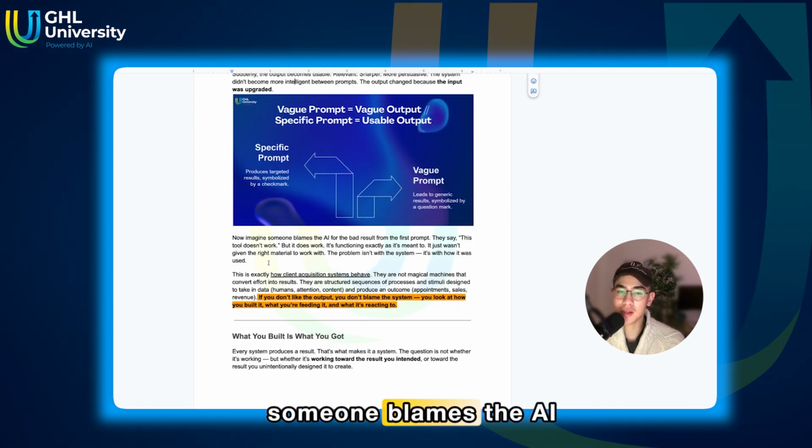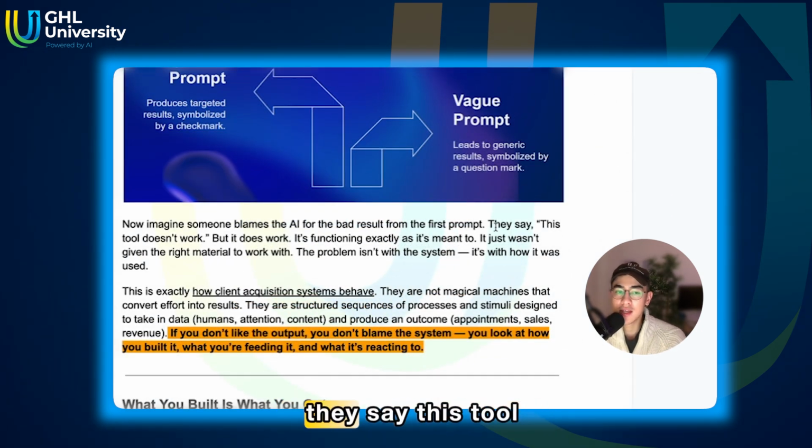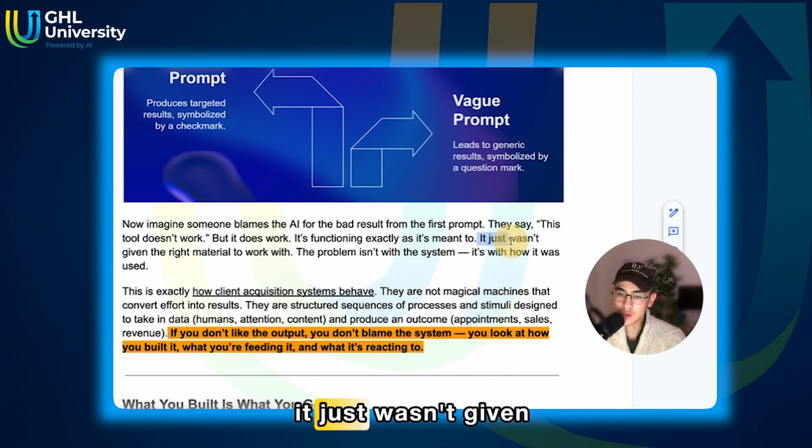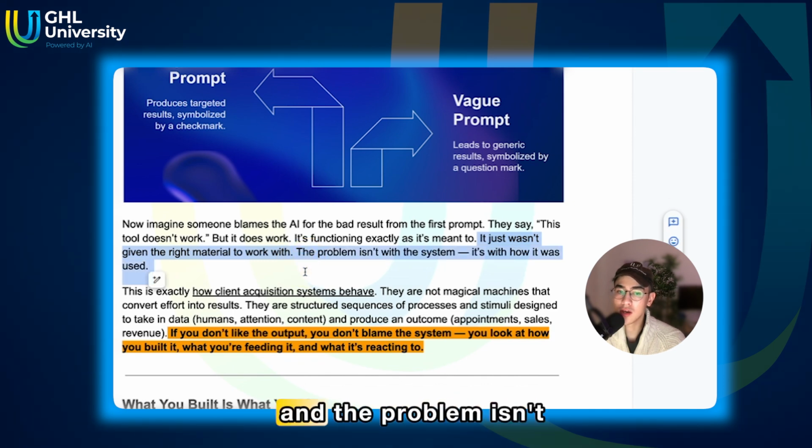Now, imagine someone blames the AI for the bad results from the first prompt. They say this tool doesn't work, but it does work. It's just functioning exactly as it's meant to. It just wasn't given the right material to work with. And the problem isn't the system, it's how it was used.